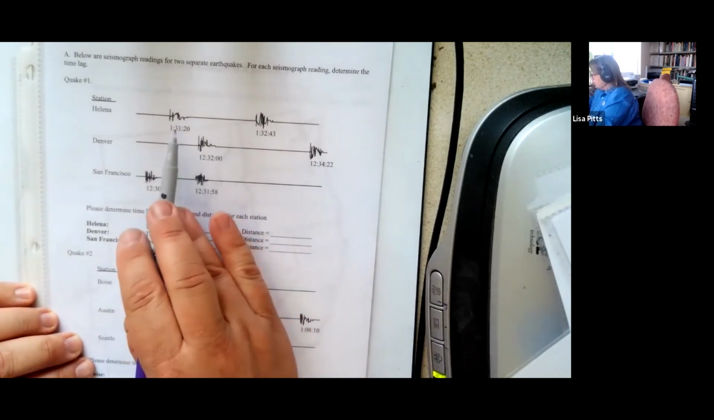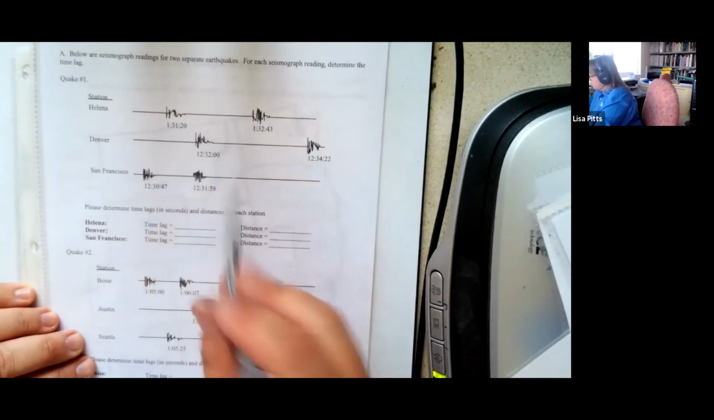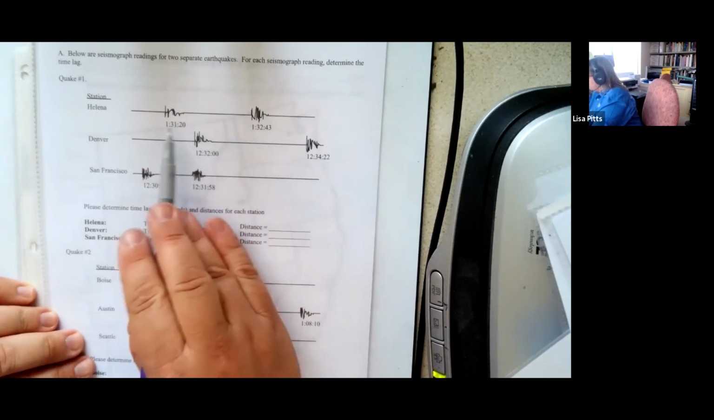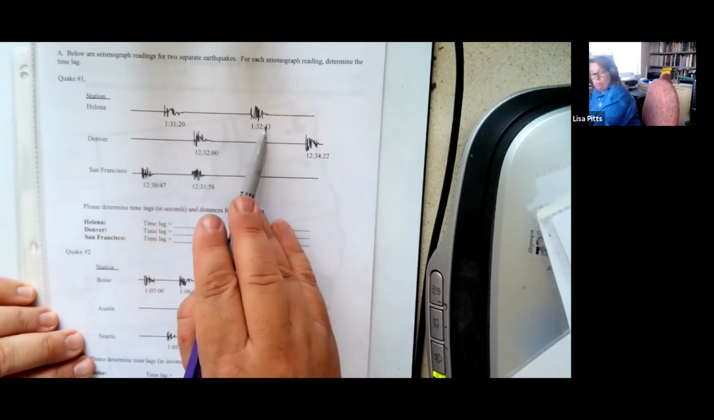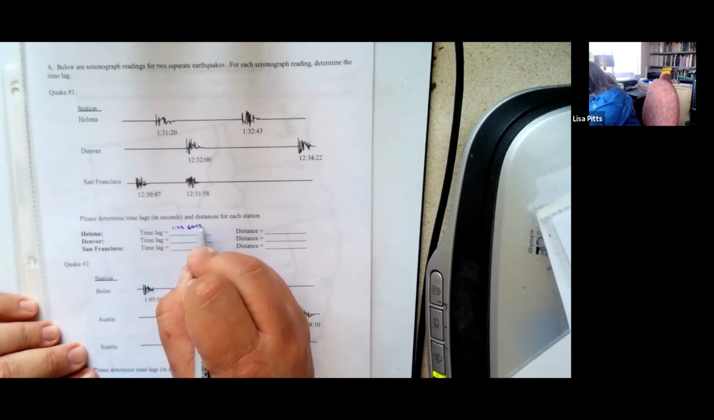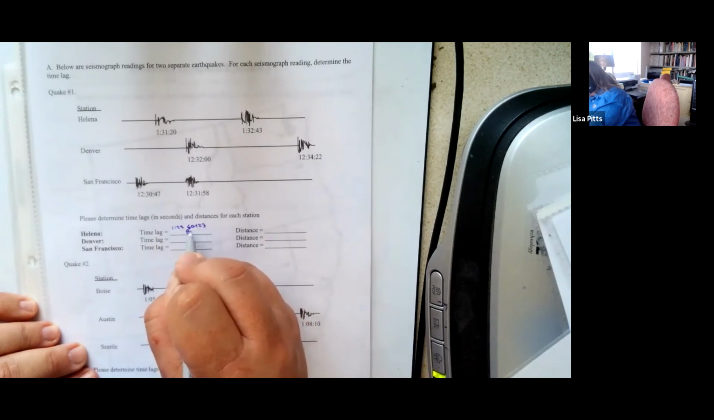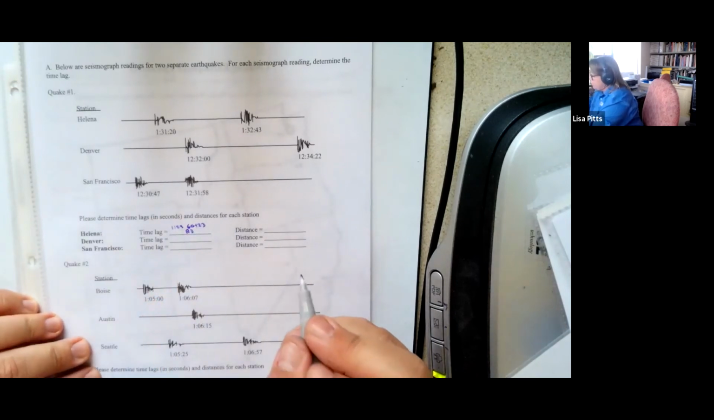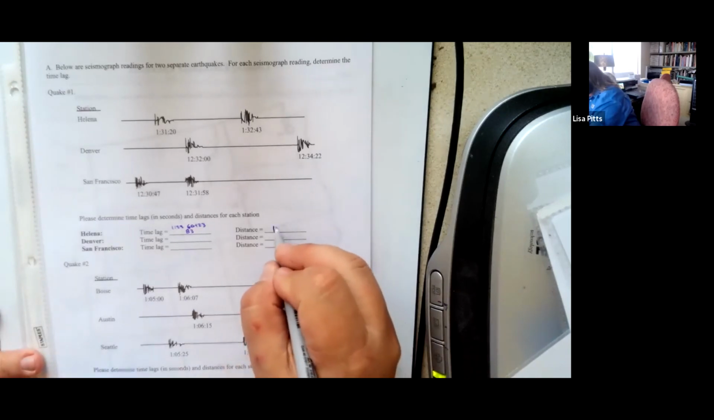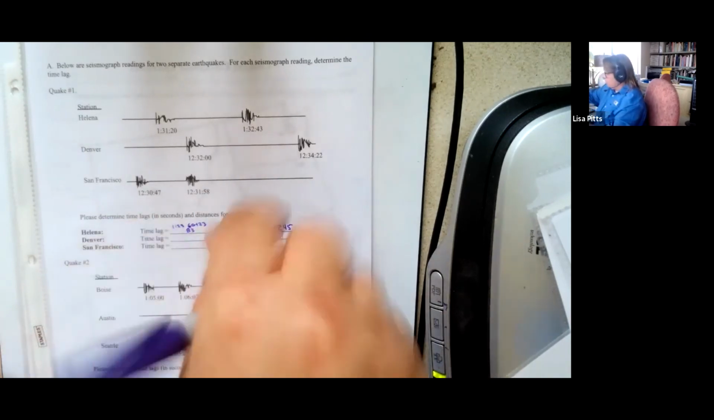So what you do is you look at the difference between the P and the S wave arrival time. The lag is 1 minute and 23 seconds, so that's 60 plus 23, so that's 83. And then I use the same formula I used before: 83 divided by 8 times 120 is 1245. That's how you would do these.